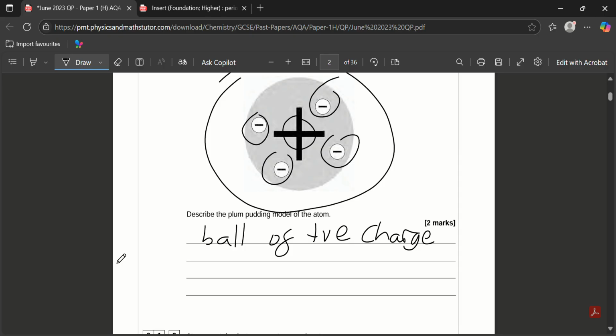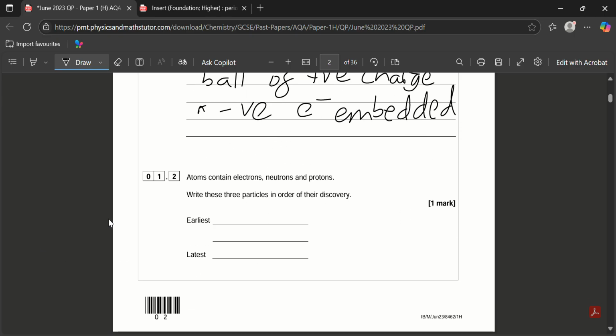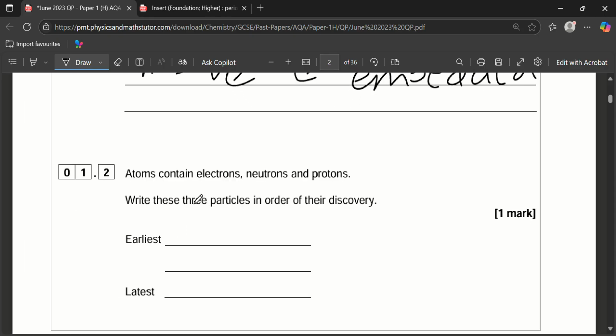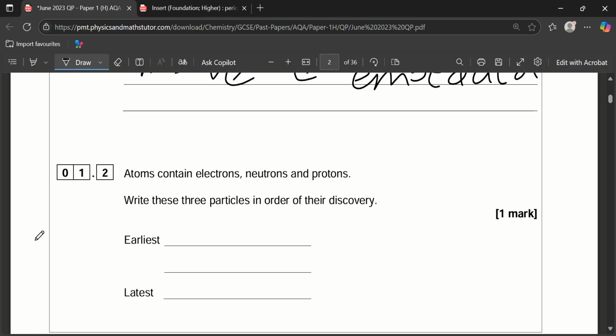So our second point would be negative electrons embedded in the positive ball of charge. 2 marks. 1.2. Atoms contain electrons, neutrons, and protons.